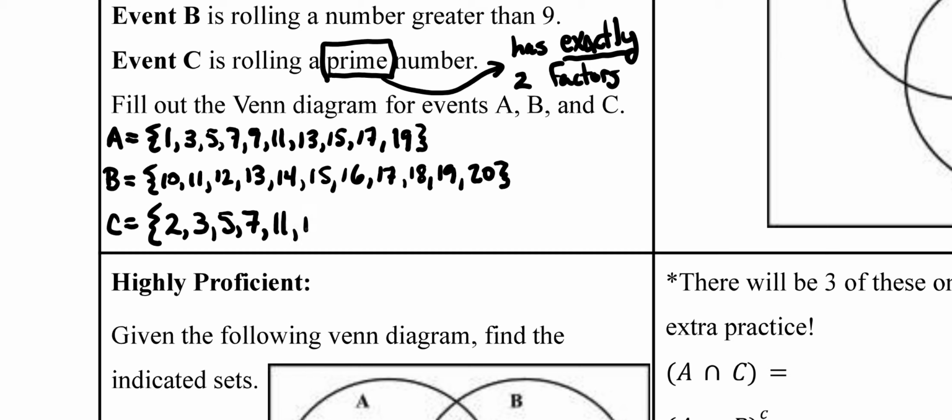11, 13. We skip 15 because that's 3 times 5 in addition to 1 times 15. 17 and 19. And those are the prime numbers between 1 and 20.